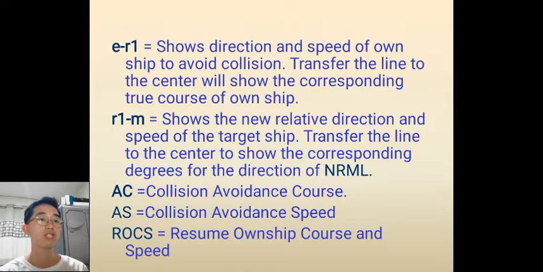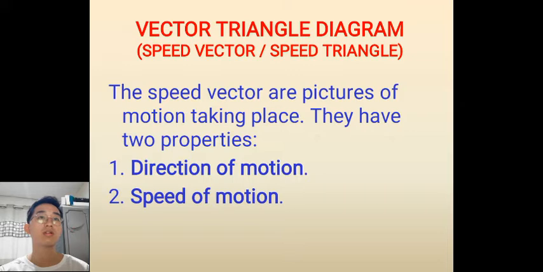AC, or collision avoidance course. AS, or collision avoidance speed. ROCS, or resume own ship course and speed. Vector triangle diagram, or speed vector and speed triangle. The speed vectors are pictures of motion taking place. They have two properties: direction of motion and speed of motion.